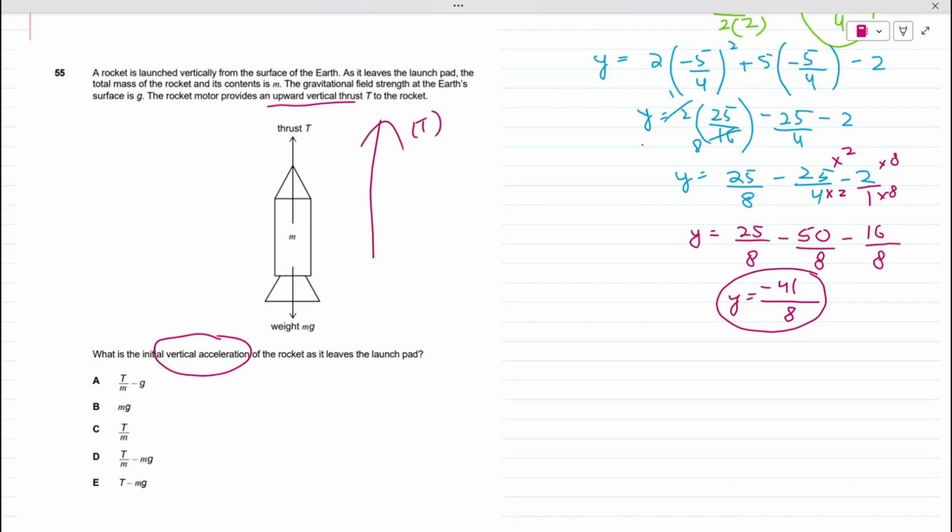And upward thrust force is just the force which is driving the rocket upward, right? And then weight is basically the force which is directed downwards, right? If we are supposed to find the net force, suppose that I have a box here, right?